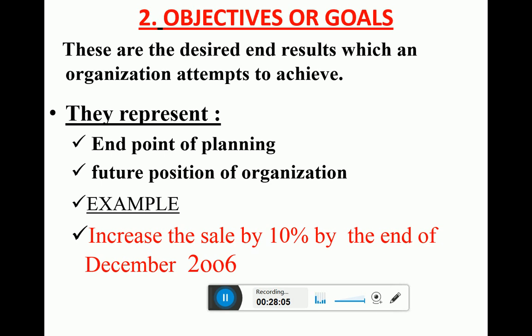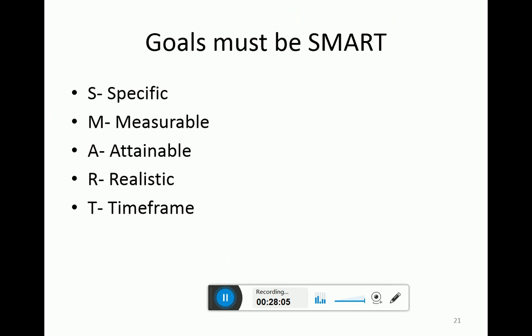Now the question here is that goals must be SMART in nature. S means specific, defined. M means measurable, something which you can measure. A means attainable. R means realistic, and T means time frame. So whenever you make a goal, it must always be smart in nature. Smart is the quality of a goal. The SMART quality is necessary in any goal that is made.